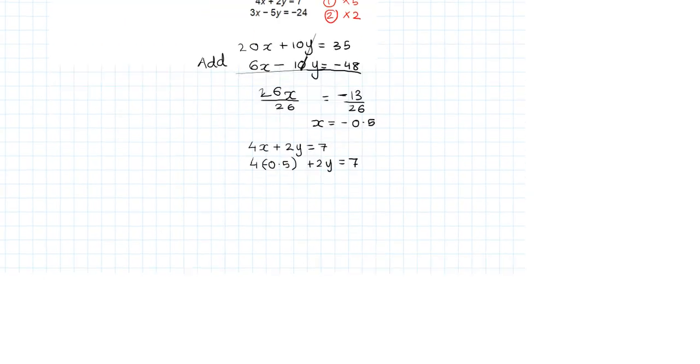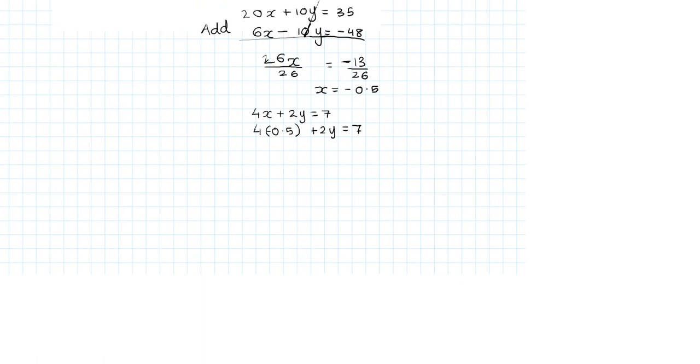Let's check. So x was minus 0.5. So 4 times minus 0.5 is minus 2.